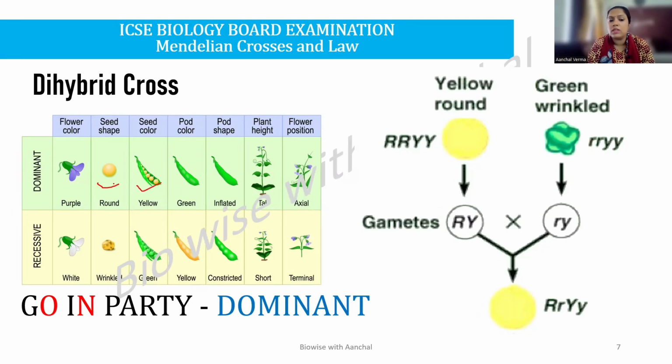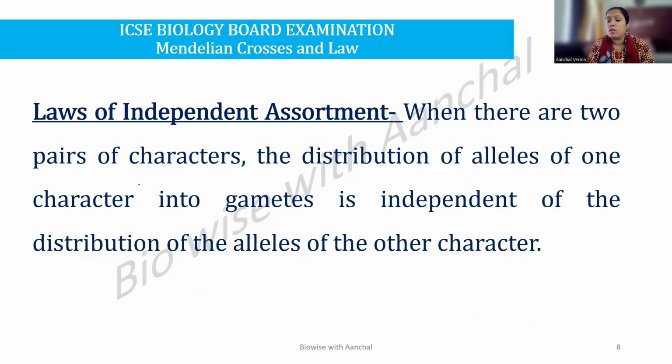So this is the seed color trait I have taken. And what is the recessive trait for this? For yellow it is green and for round it is wrinkled. So you look at the picture, it will be easy for you to understand. This dihybrid cross explains the law of independent assortment. Here, independent assortment, we are talking about two characters. Both the characters do not influence each other. They allow each other to follow the other laws without disturbing or influencing each other.